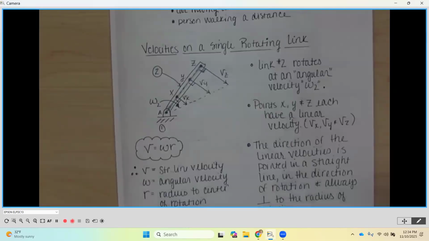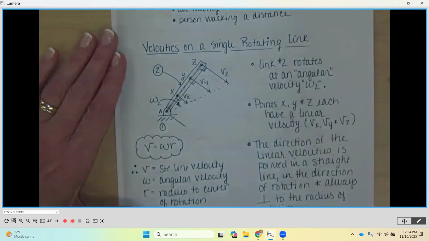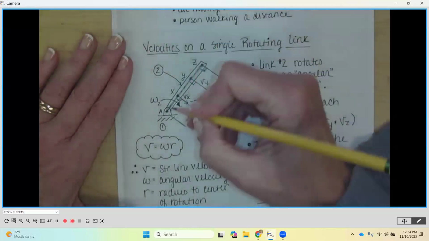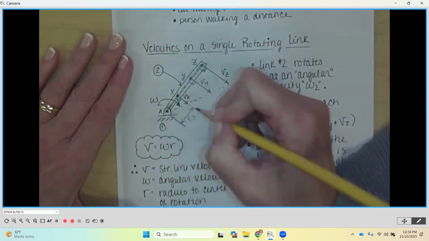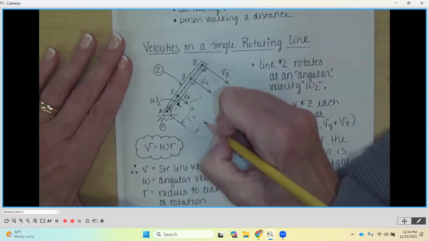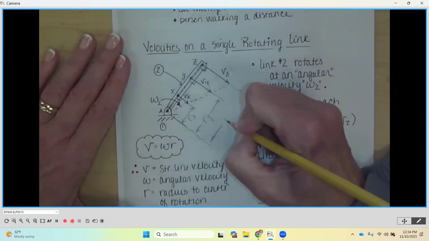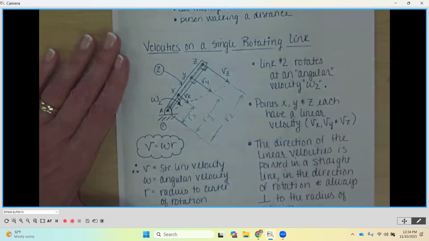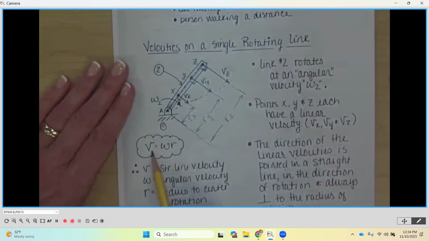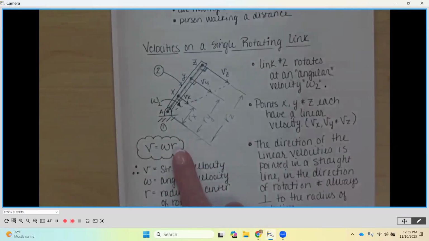Okay. Now let's talk about r. R in this case is going to be the distance from the center of rotation, or the radius, to where that velocity is. So if I look here, this is going to be Rx, okay? The radius to point X. This, from the center of rotation, is going to be Ry, okay? The distance of point Y from the center of rotation. And as you can imagine, this is going to be Rz. So if I am trying to find the velocity of a point along that link, whether it's X, Y, or Z, then I have to make sure that I have its corresponding radius from the center of rotation to each one of those points. Does that make sense?